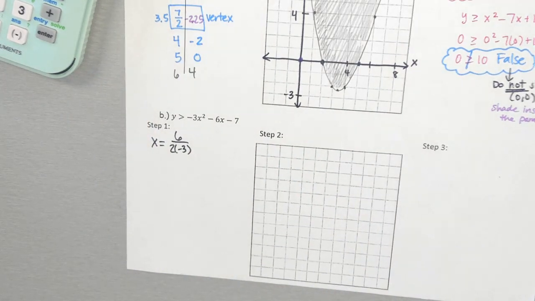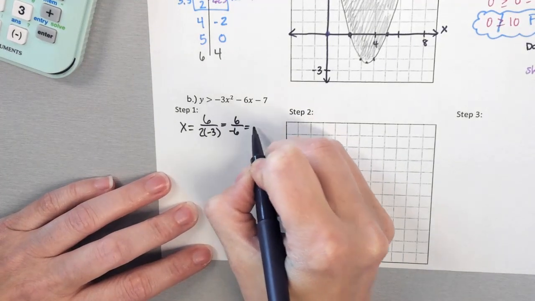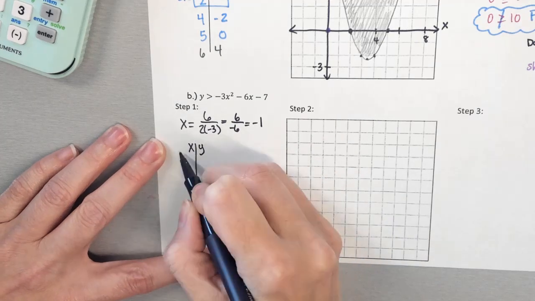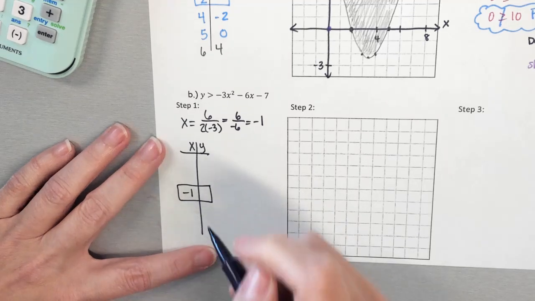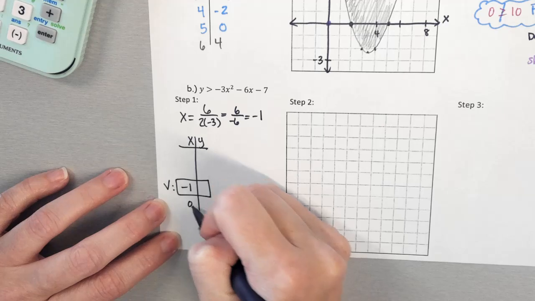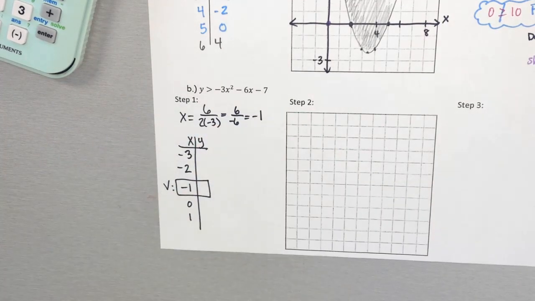Okay, so we always want to find that vertex first. So 6 divided by -6 is -1, and that tells you where your vertex is. Okay, so that just goes right in the middle. That's your vertex. So if you have -1, you can find out what happens at 0 and 1, -2 and -3.